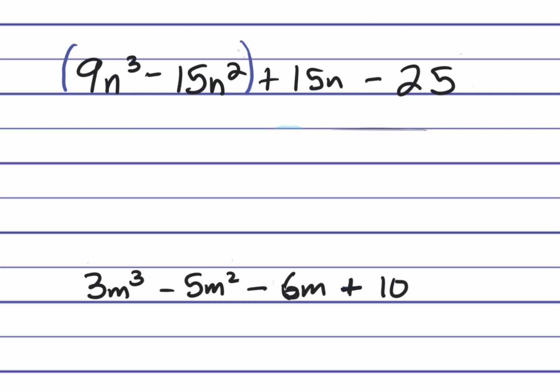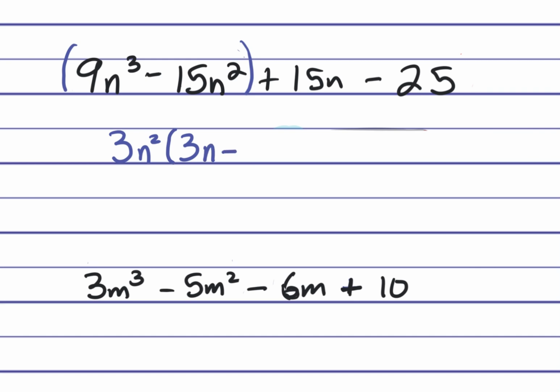For 9n cubed and negative 15n squared, the GCF is 3n squared. So again, we're dividing each of those terms by 3n squared. 9n cubed divided by 3n squared: 9 divided by 3 is 3, and n cubed divided by n squared is n. So that leaves us with 3n.